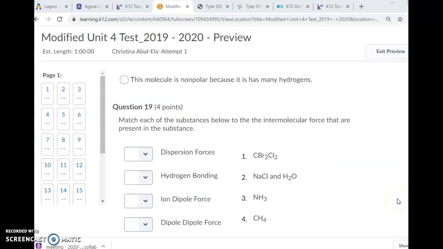Question 19. Match each of the substances below to the intermolecular force that are present in the substance. We have dispersion forces, hydrogen bonding, ion dipole force, and dipole-dipole forces. You want to match those up to CBr2Cl2, sodium chloride and water, ammonia, and methane.